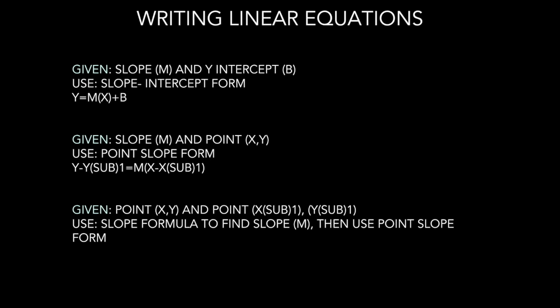When given a point represented by the coordinates x and y and another point represented by the coordinates x sub 1 and y sub 1, use the slope formula to find the slope, or m. Then use the point-slope form, or y minus y sub 1 equals m times the quantity x minus x sub 1, to write the linear equation.